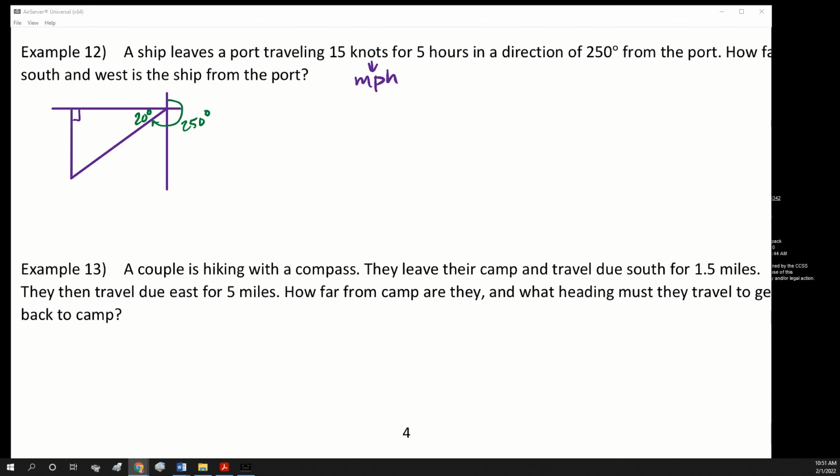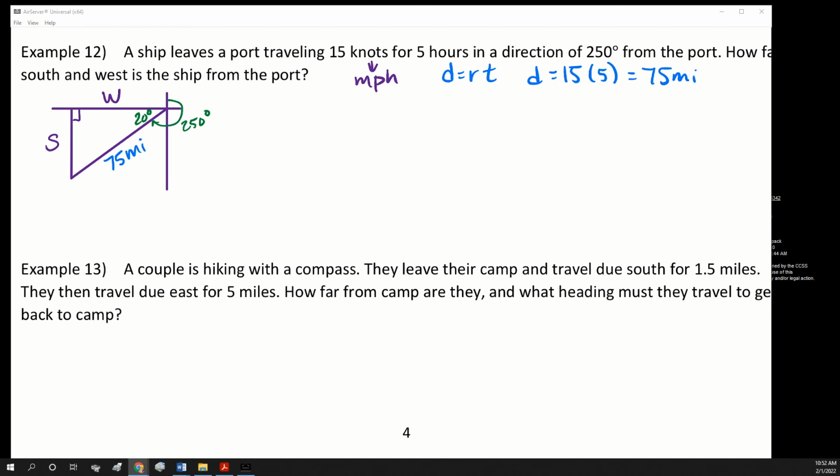Okay, so I want to find how far south and west the ship is from the port. What are we going to put for that hypotenuse? Kind of put 15 knots or something? Do we normally put speed on our triangles? No, we're going to put distance. So good old distance equals rate times time formula from like 7th grade science or something. We're going to use that. So distance is equal to 15 miles per hour times 5 hours, which is 75 miles that the ship has traveled in this direction.